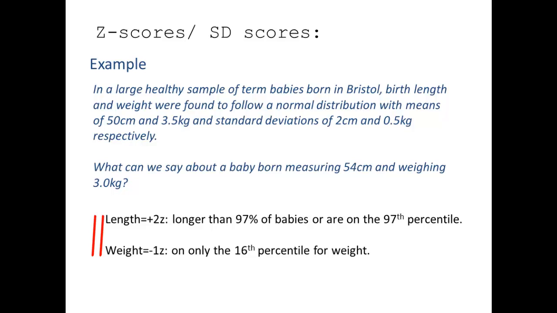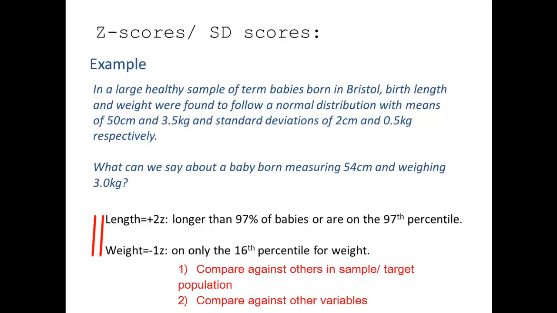And this allows us to see that this is a baby born long and relatively thin with respect to other healthy term babies born in Bristol. And also that this baby is relatively long for weight. So this example illustrates how z-scores can be used to compare against others in a population, and also how two variables that are both normally distributed can be compared on the same scale.